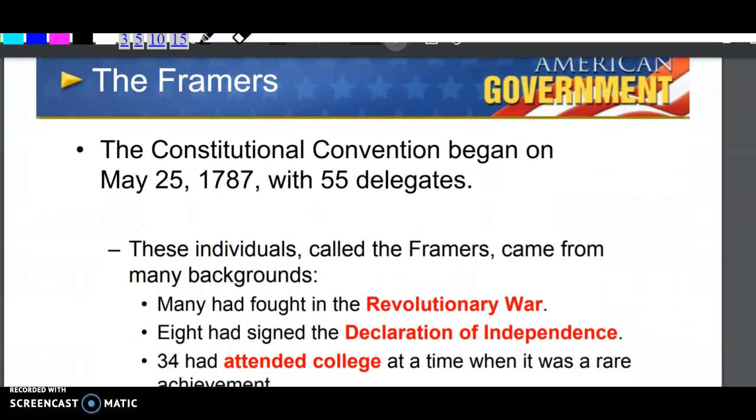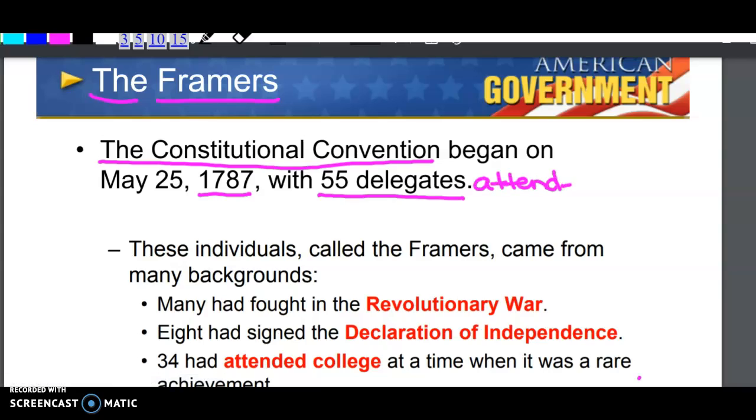So your first heading is going to be the framers. And what you need to know is that the Constitutional Convention was in 1787, and 55 delegates attended. Delegates is just a fancy word for representatives. So 55 representatives from the 13 states or colonies attended the Constitutional Convention.